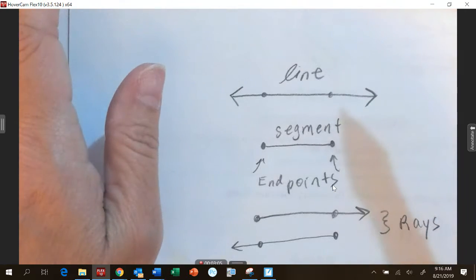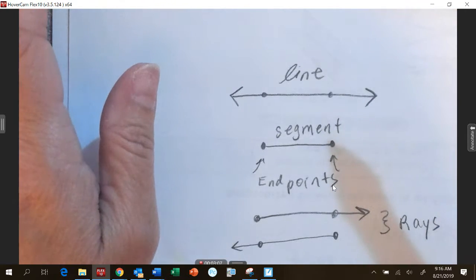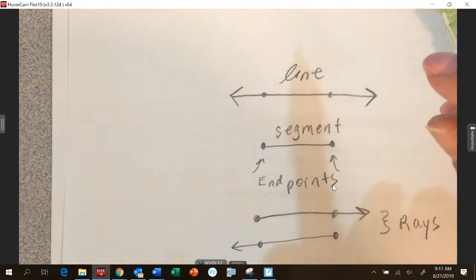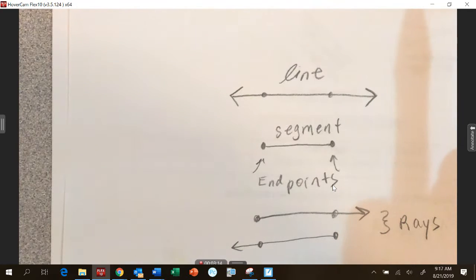You guys are going to have to do a real life scavenger hunt sometime soon, just so you know. We're going to start thinking about this stuff in real life. What about in this room? Is there anything in this room that you could say is kind of like a line?